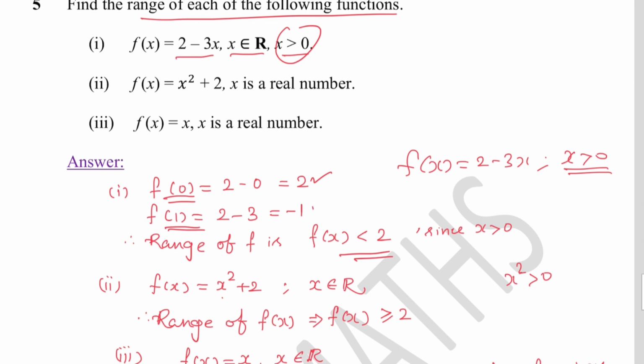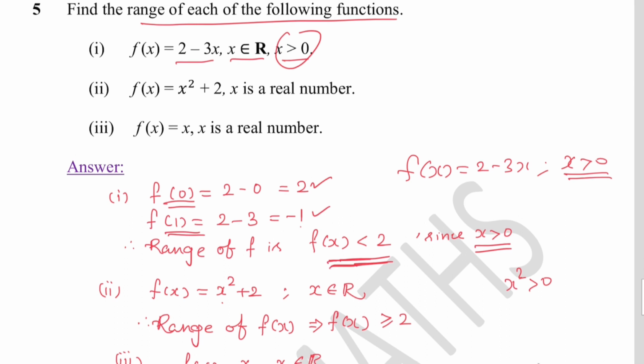f of 1 I have taken here. So 2 minus 3 is negative 1. So you observe that the next value is minus 1. The value keeps decreasing. So therefore the range is f of x is less than 2. When x increases, f of x decreases, and the limit is x greater than 0. From 0 onwards f of x is from 2 onwards, so 2 and the values less than 2. Therefore we can conclude that the range of f is f of x less than 2.